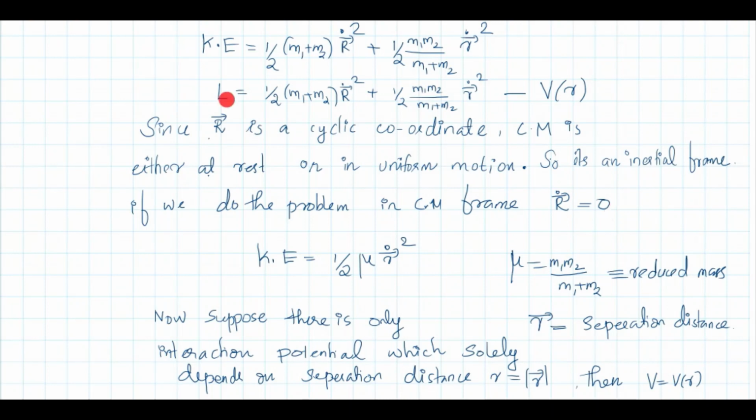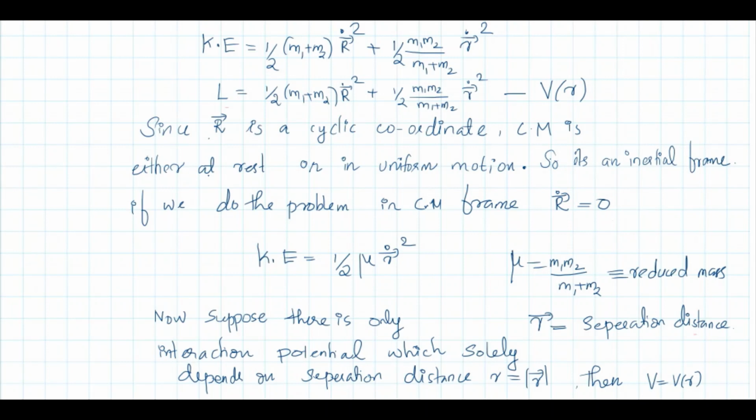So this L, or this kinetic energy, you can write it as half, taking r dot as 0, half m1 m2 divided by m1 plus m2, which is mu, half mu r dot square, where mu is m1 m2 by m1 plus m2. It is known as the reduced mass of the system. And here r is the separation distance.